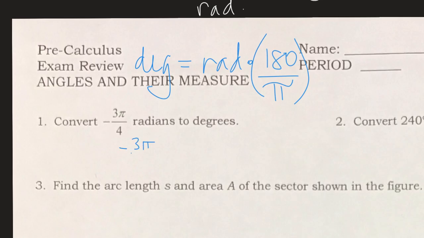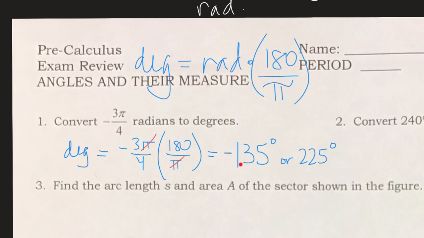So negative 3 pi over 4, well, that's a radian angle measure. Anything with a pi is going to be in radians. So we have to multiply this by 180 and divide by pi. And that's all there is to it. So negative 135 is the same as negative 3 pi over 4, which is also positive 225 degrees.